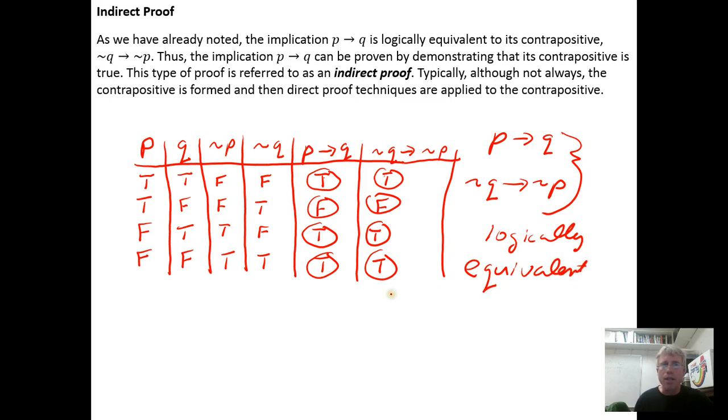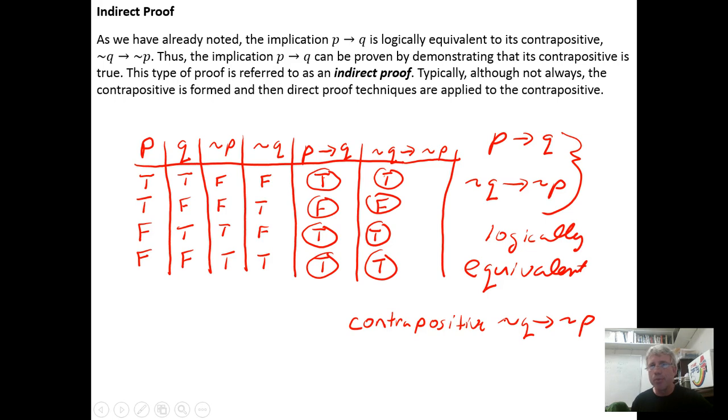And so the technique of indirect proof in mathematics is the technique in which, instead of trying to prove directly P implies Q, we prove the contrapositive, not Q implies not P. Because the contrapositive is logically equivalent to the original implication, proving that not Q implies not P is true proves that P implies Q is true as well.